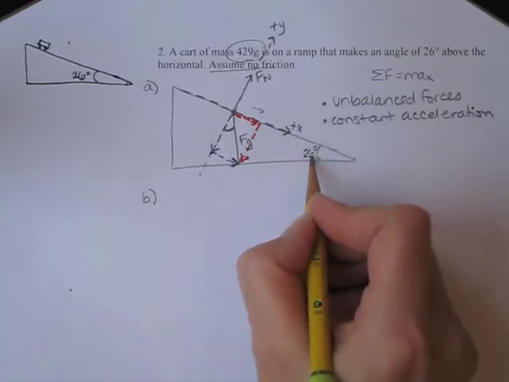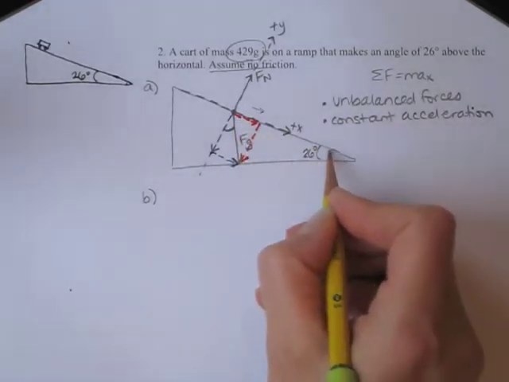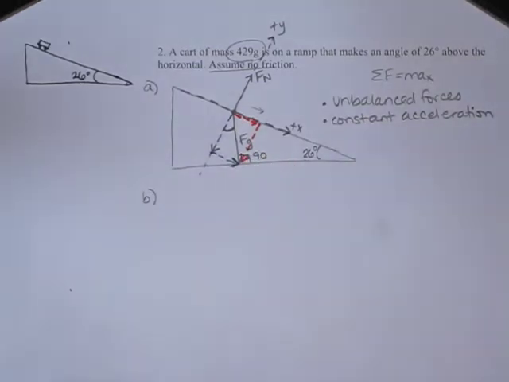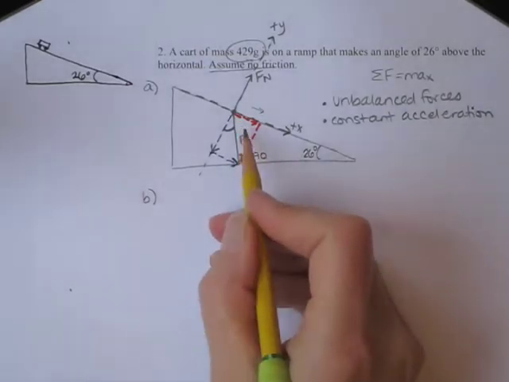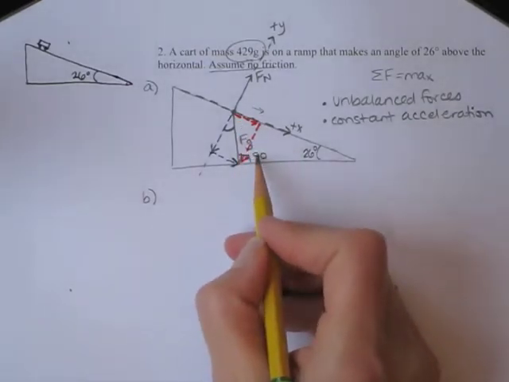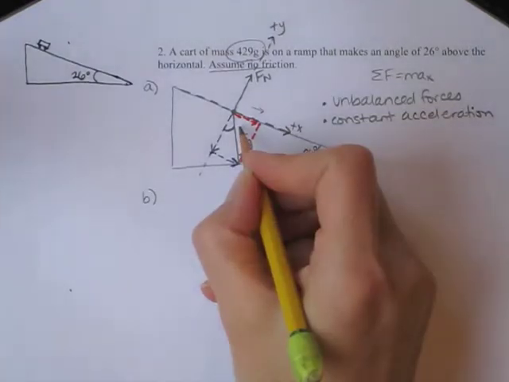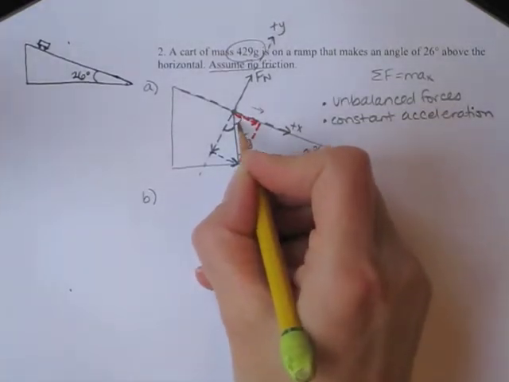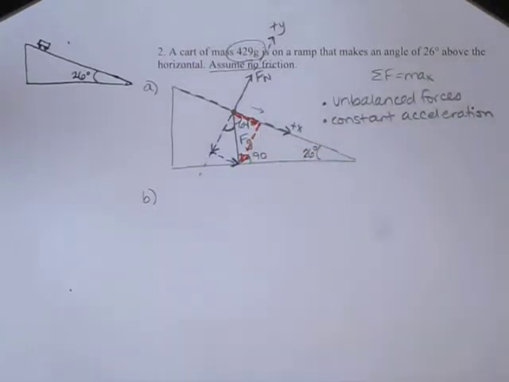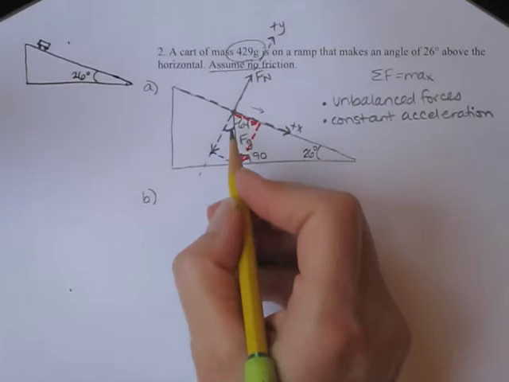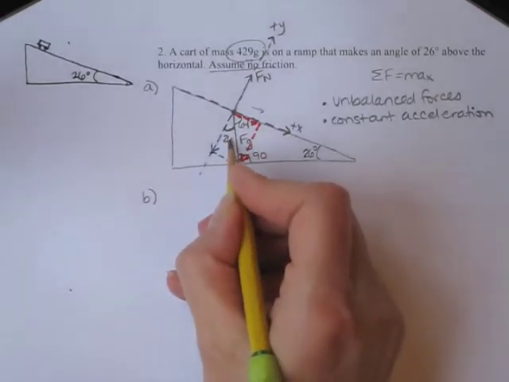So if this is 26 degrees and this is a right triangle, the angles have to add up to 180. This angle is 90. So that means that this angle must be 180 minus 90 minus 26, which is 64. And then these two angles have to add up to 90, so that means this angle must be 26.